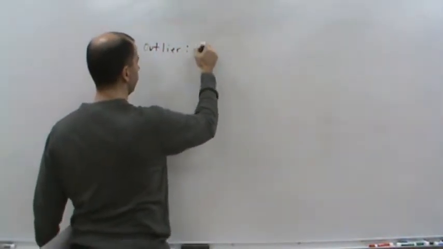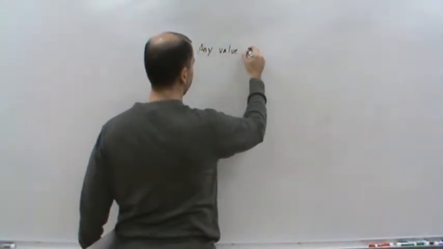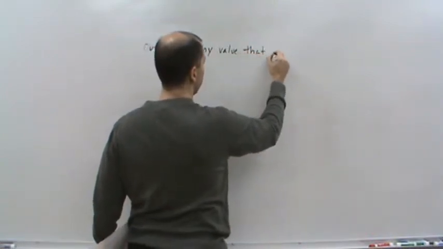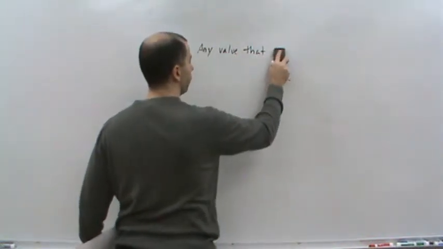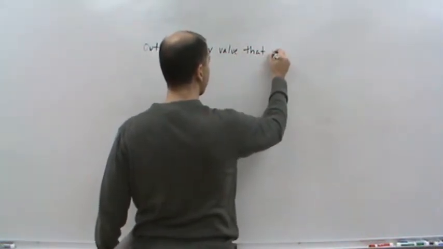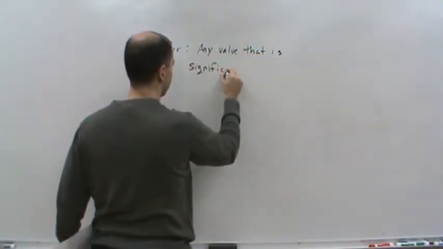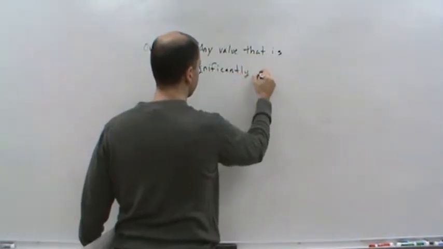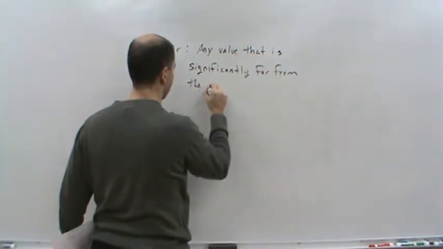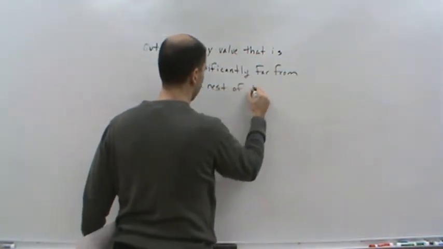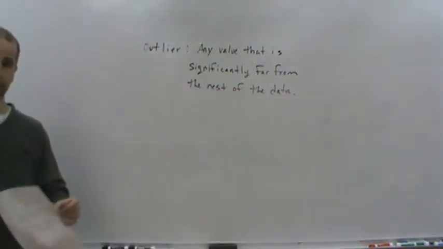Is any value that is significantly far from the rest of the data. Okay, so now that's the definition.